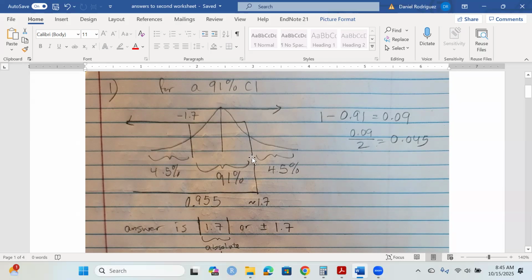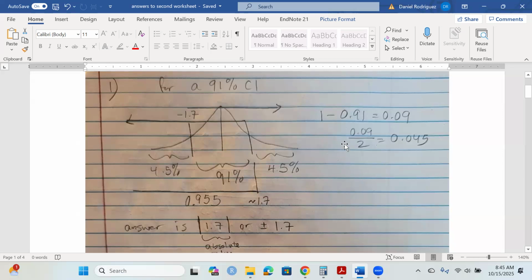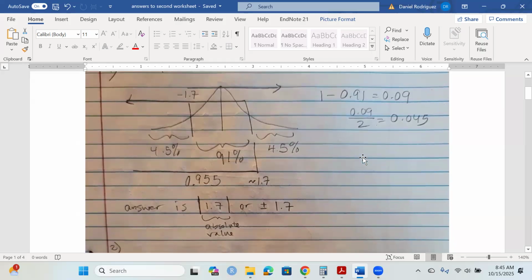Because what I have from here with the 95% refers to is starting here and ending here. But when I talk about this cutoff point, it's got to include everything below it, and that includes also the lower 4.5%. So I take the 91% and add 4.5, I get 0.955, right? So I got 0.955.